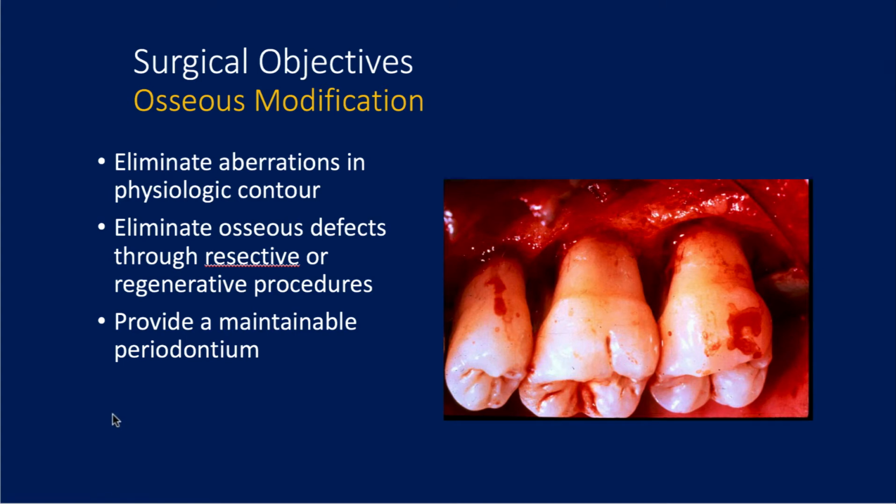Our second objective is the ability to make changes in the bone contours, osseous modification. This is done to eliminate probing depths and to recreate a physiologic bone architecture. This can be an additive or subtractive process, which you will learn about in a future module.